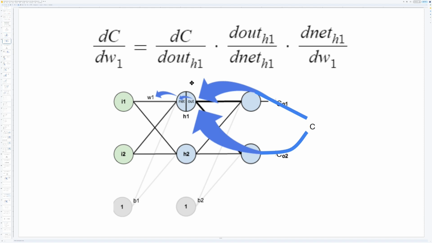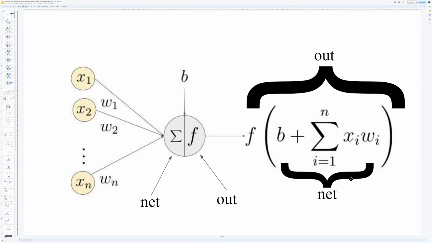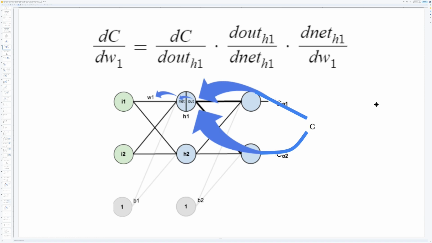So let's write down all these new derivatives. This first one is going to be how the out of the H1 neuron is going to affect the total cost of the function. D out of H1 over D net of H1 is going to be how the net of the H1 neuron affects the out of the H1 neuron. And then D net H1 over dW1 is going to be how W1 affects the net of the neuron. Remember that our net is just the bias plus the summation, and our out is after we plug it through the sigmoid.